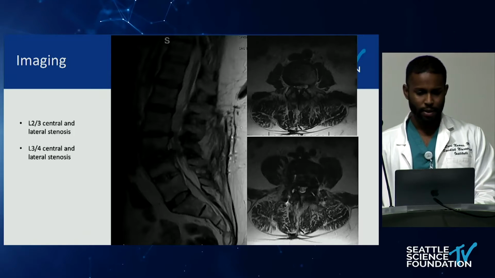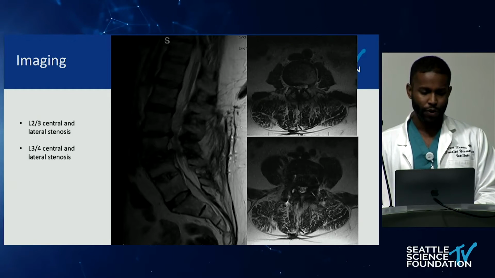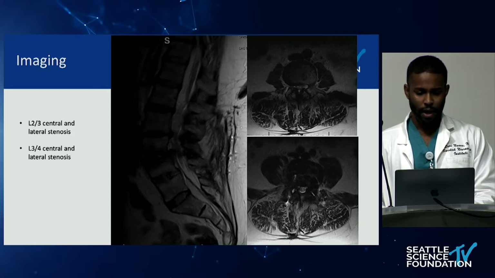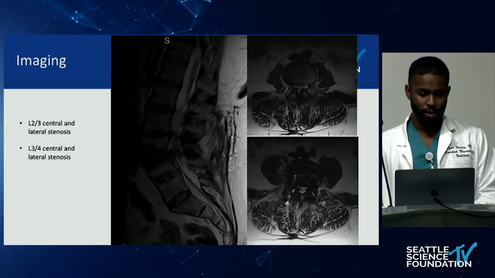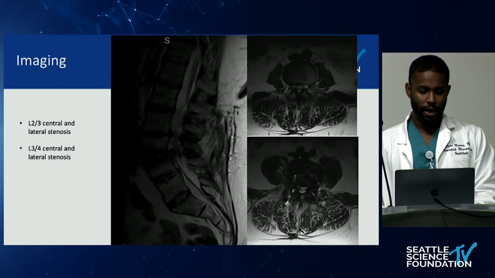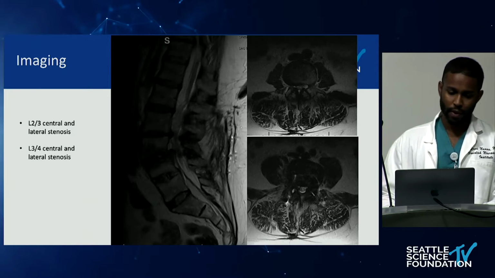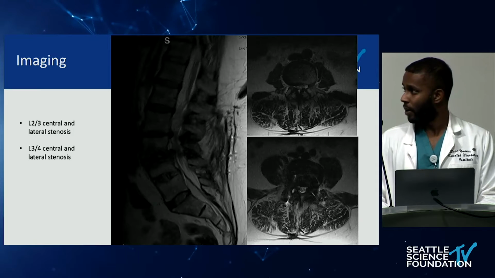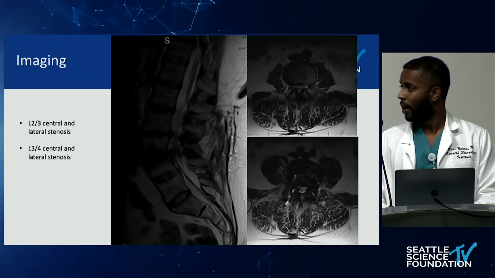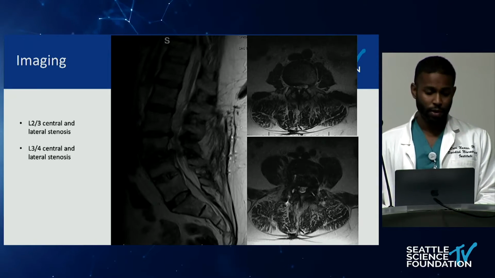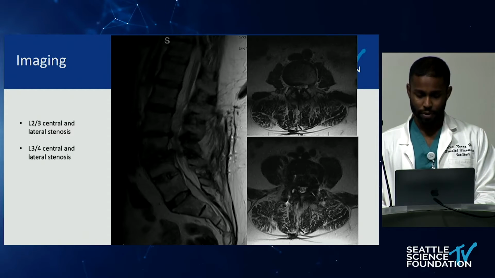MRI imaging at this time showed lumbar 2-3 central and lateral stenosis, as well as significant central and lateral stenosis at 3-4. The top right picture is 2-3, and the bottom right picture is 3-4. And as you can see, highly significant both central and lateral stenosis at these levels.